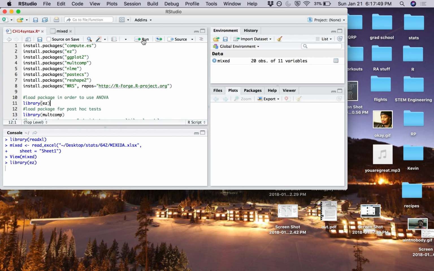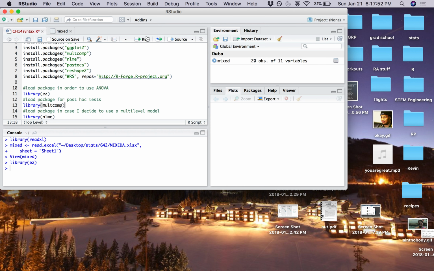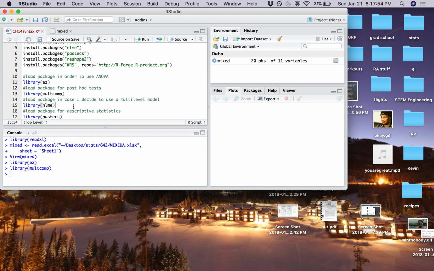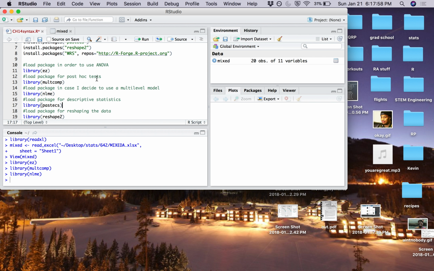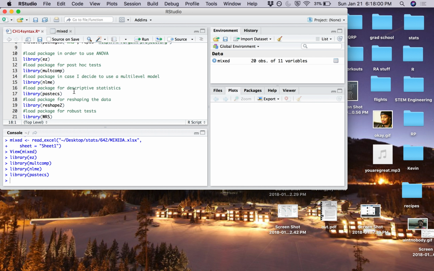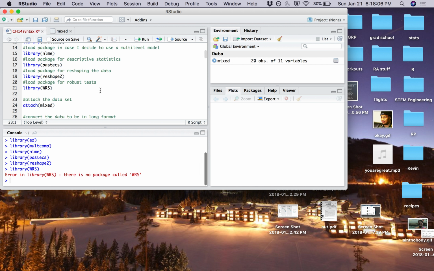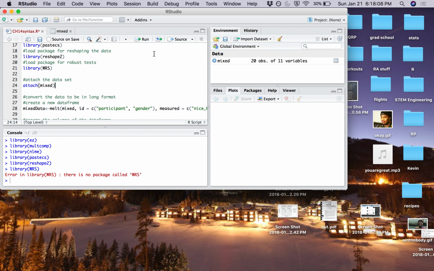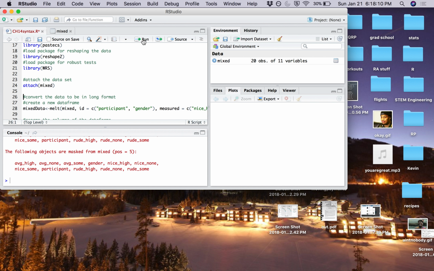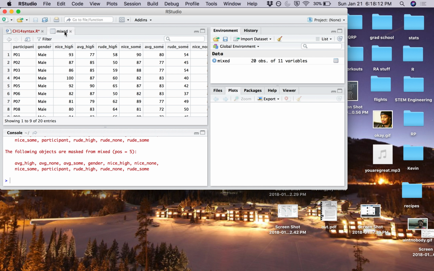We load the package used for ANOVA, this one for post hoc tests, this one for the multi-level model, this for descriptive statistics, this for reshaping the data, and this for robust tests. So I attached my data set up here.